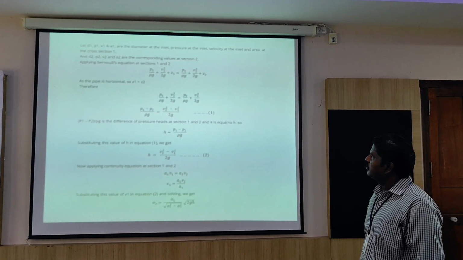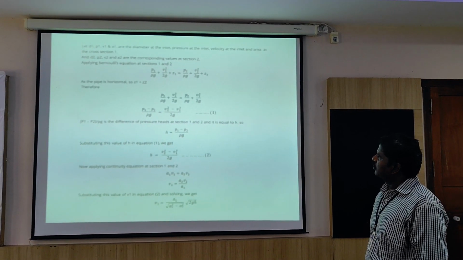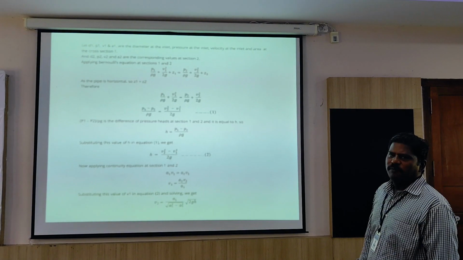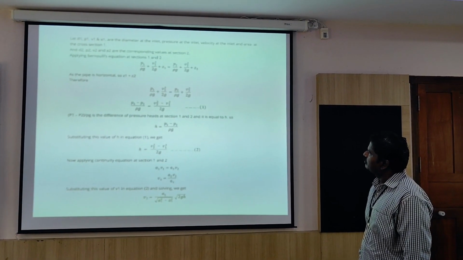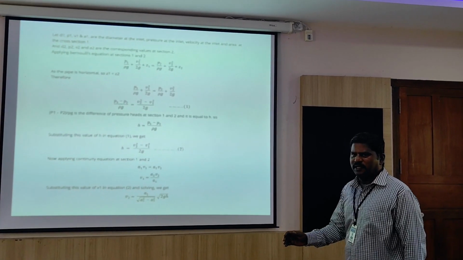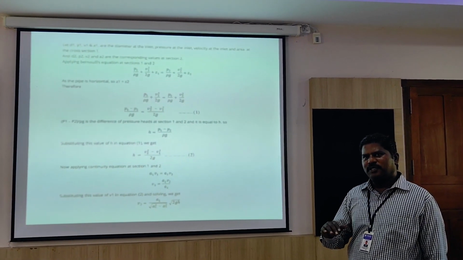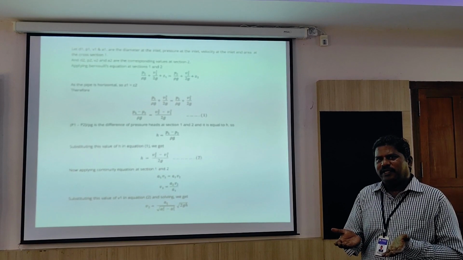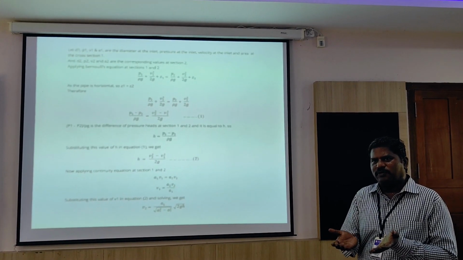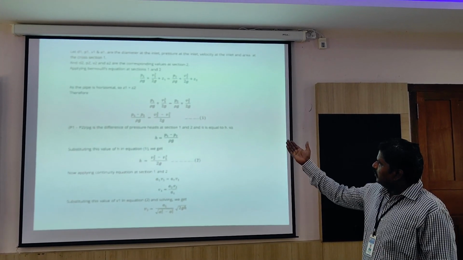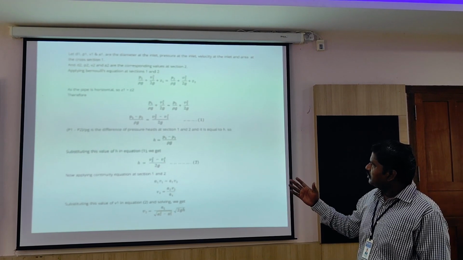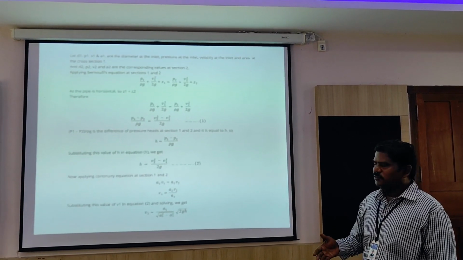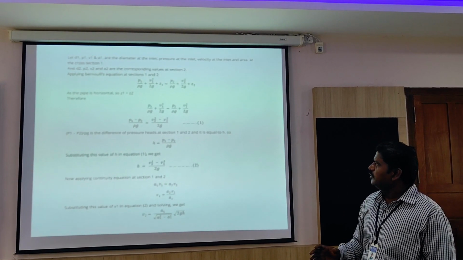We have P1 by rho g plus V1 square by 2g plus Z1 equal to P2 by rho g plus V2 square by 2g plus Z2. As the pipe is horizontal, the datum height between sections 1 and 2 is the same. So we equate Z1 and Z2, their values are 0, so we neglect Z1 and Z2.